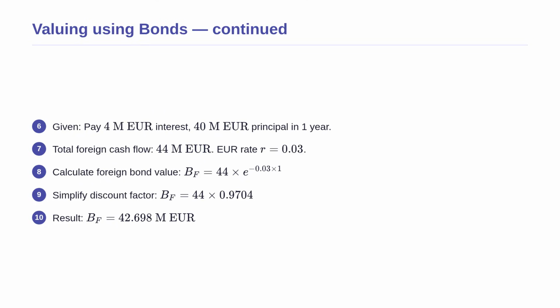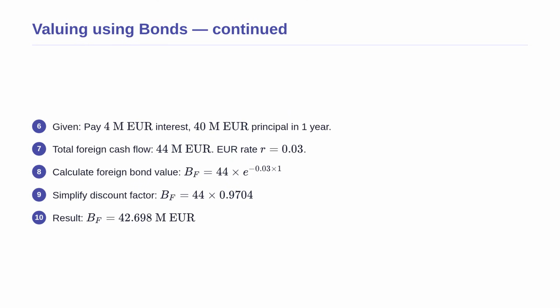Continuing with our example, we now need to calculate the value of the foreign bond, which represents the money the US company owes. The company must pay 4 million euros in interest and 40 million euros in principal in exactly 1 year. This creates a total future debt of 44 million euros. We must discount this future debt back to today's value. Since this is a euro debt, we use the European continuous interest rate of 3%. We multiply the 44 million future euros by the discount factor e raised to the negative 0.03.